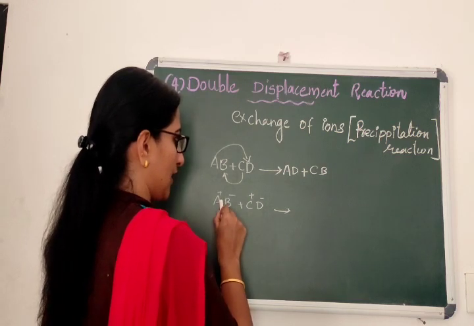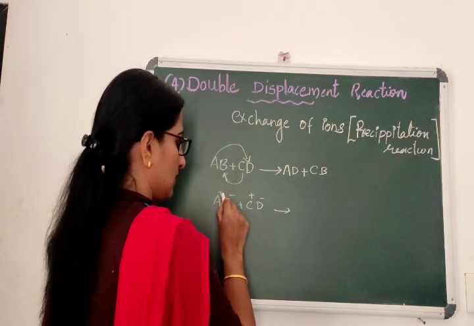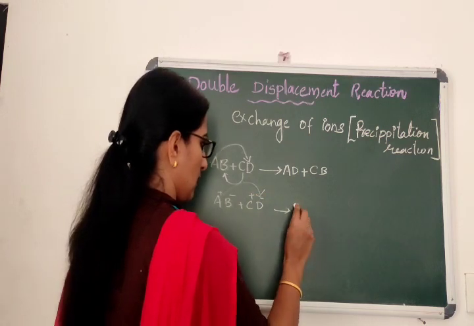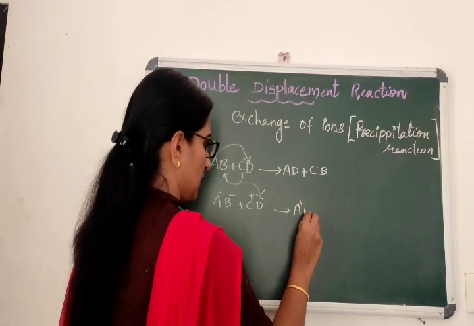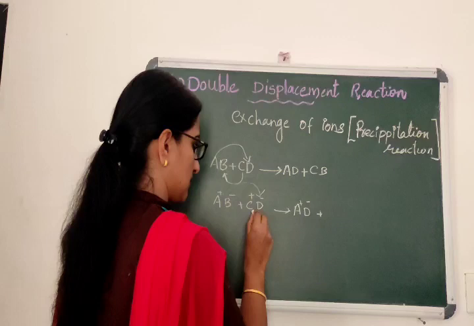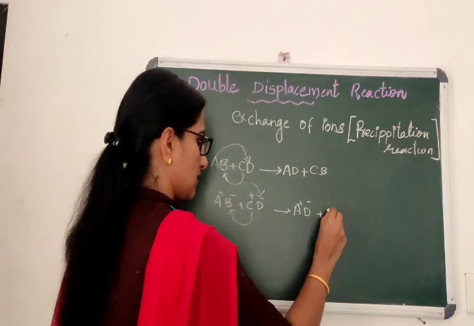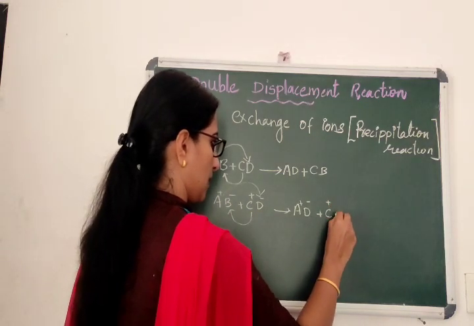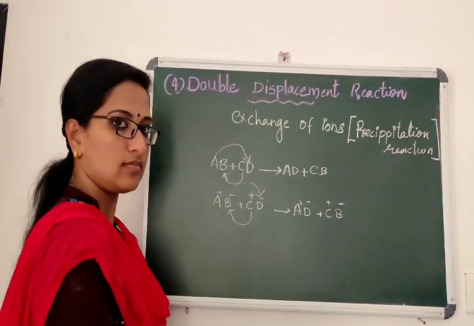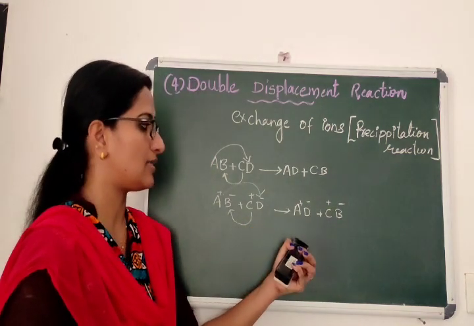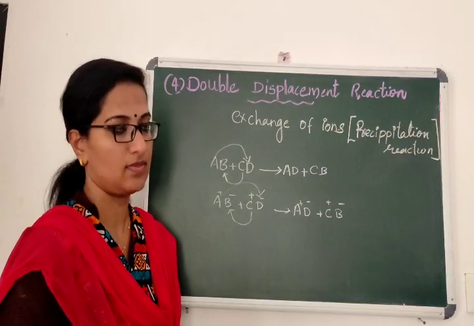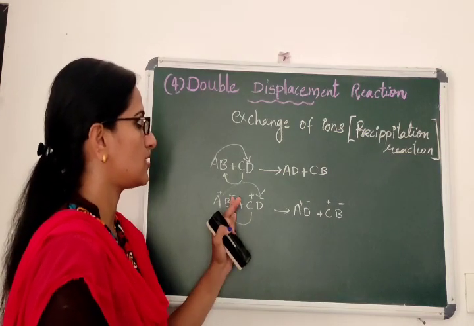how will you exchange? You will get A plus D minus plus C plus B minus. So this sort of exchange takes place during the reaction. So this type of reaction is a displacement reaction.